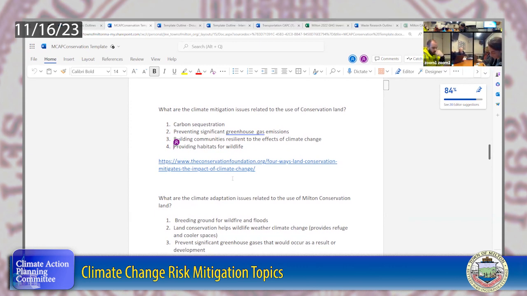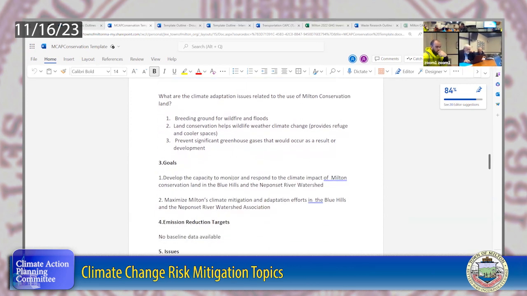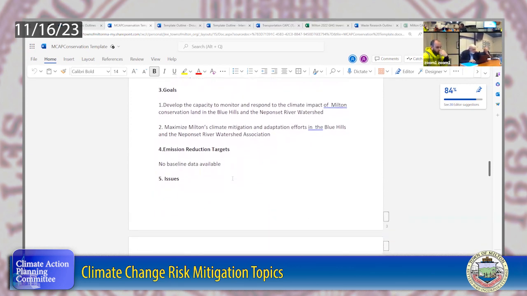In terms of goals for this part of our plan, I suggested that one goal might be to develop the capacity to monitor and respond to the climate impact of building conservation lands, and to maximize Milton's climate mitigation and adaptation efforts in the Blue Hills and Watershed Association. However, there's really no baseline data to reach these goals right now.